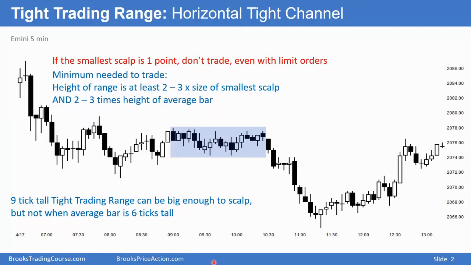My general rule is if you're going to trade, you want the range to be at least 2 to 3 times taller than the smallest scalp and 2 to 3 times the height of the average bar. The smallest scalp in the E-mini is 1 point, so you want the range to be at least 2 to 3 points tall. And if the average bar is 6 ticks tall, you want the height of the trading range to be at least 12 to 18 ticks tall, which it's not here. So traders should not trade when the market looks like that.